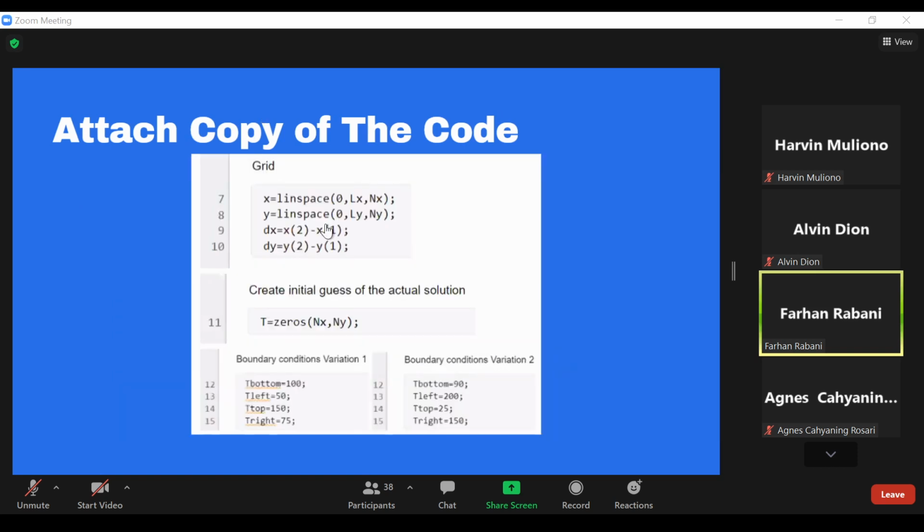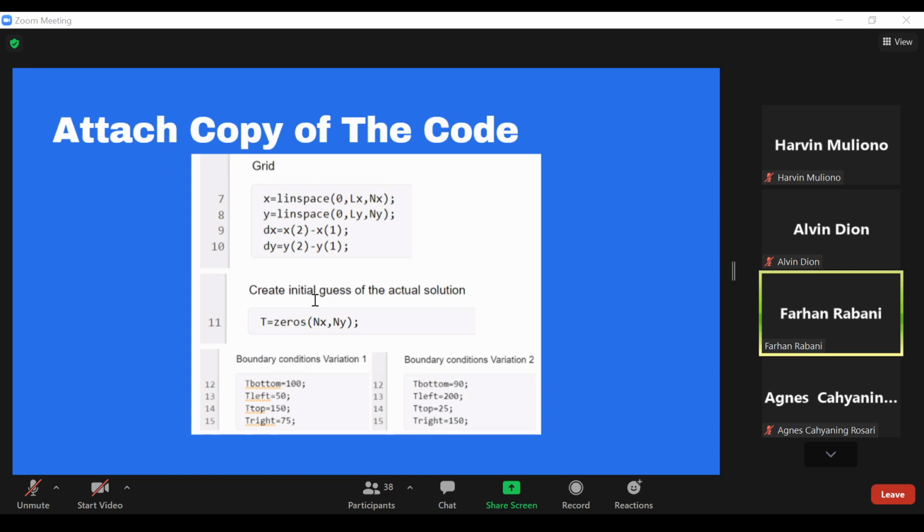In the next section, we input our grid so that we can analyze it in the plot: x equals linspace from 0 to LX with NX points. That means the number of points is NX, spanning LX from 0. And dx and dy are the differences between the nodes. The next section is where we create an initial guess for the actual solution. We start from all zeros: T equals zeros of NX and NY.